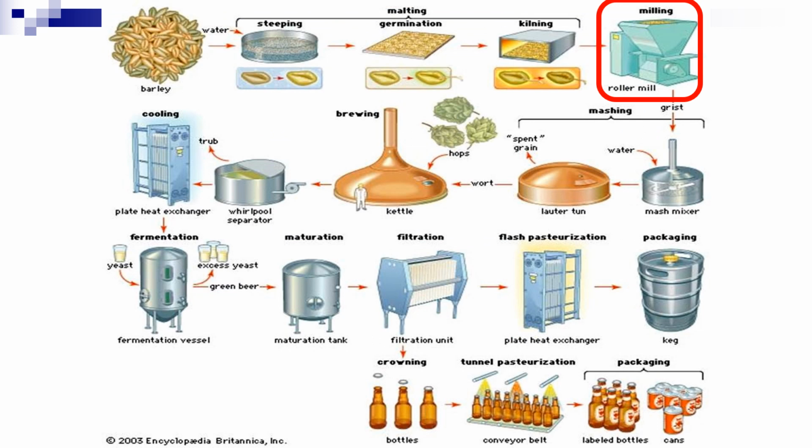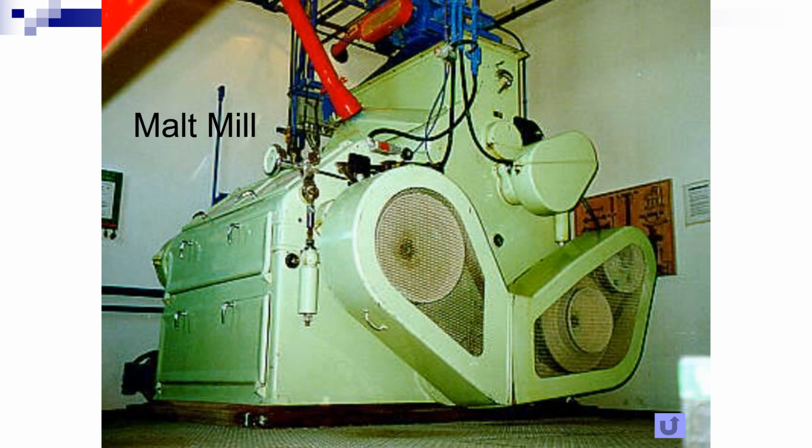Okay, this is a complete diagram of the process of making beer, and for this part we would like to discuss more about the machines involved in the process of making beer. The first one is the milling process, where they crush the malted barley. This is a malt mill machine.